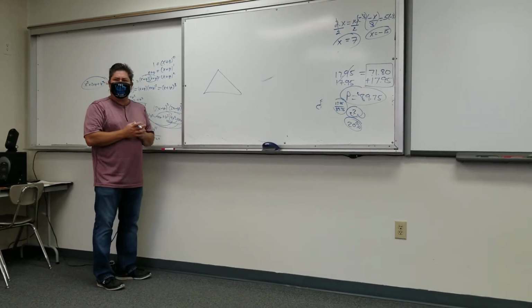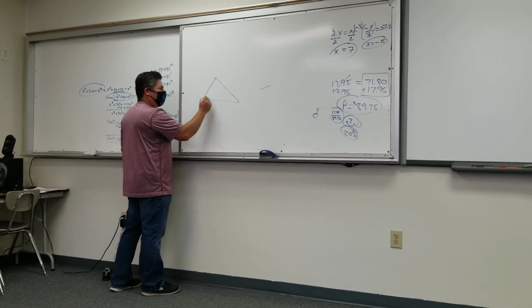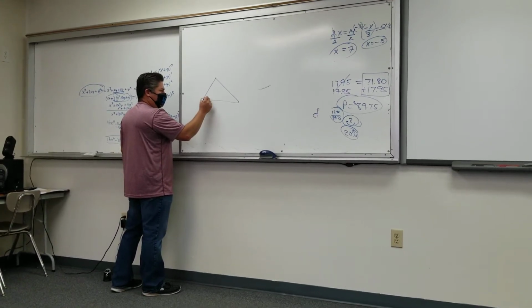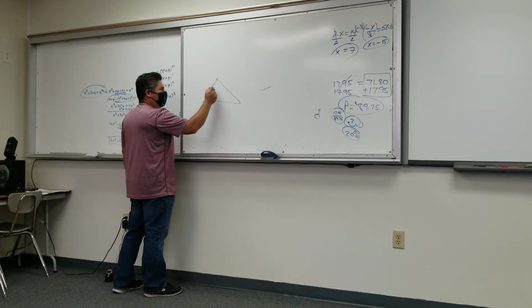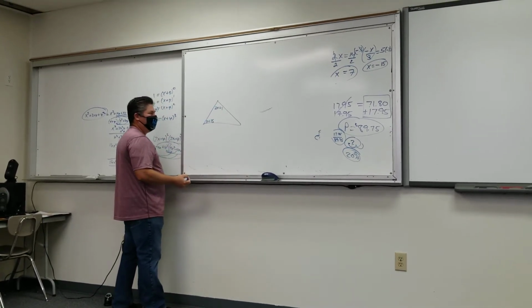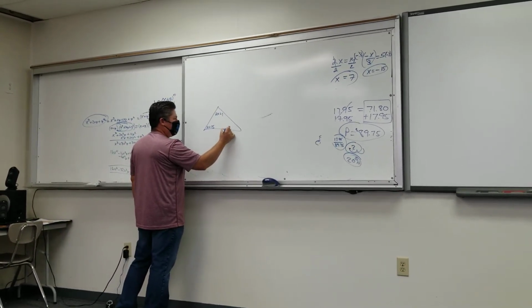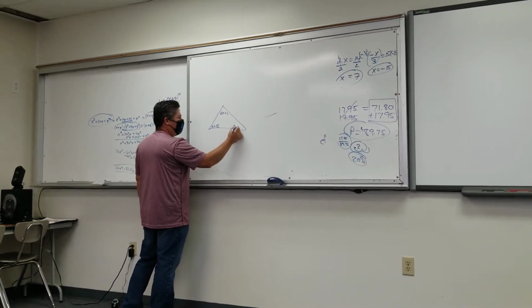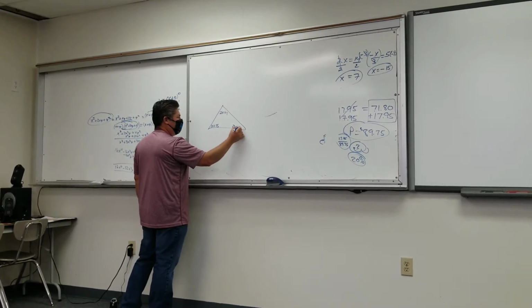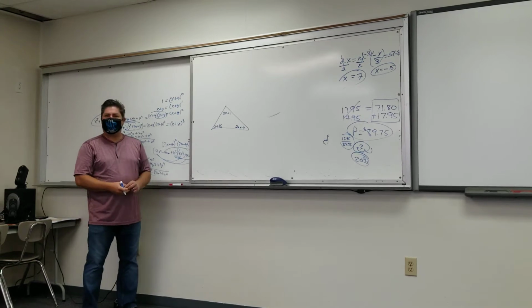So on this right here, let's just say I have a triangle here. Let's say this is x plus 15. This is 2x plus 1. And this is 2x plus 4. Okay?